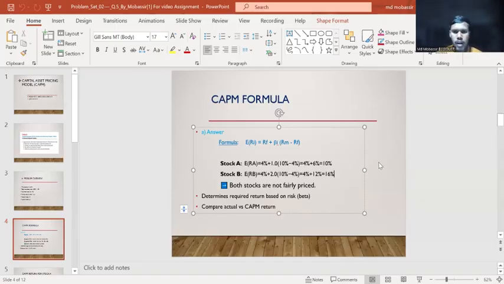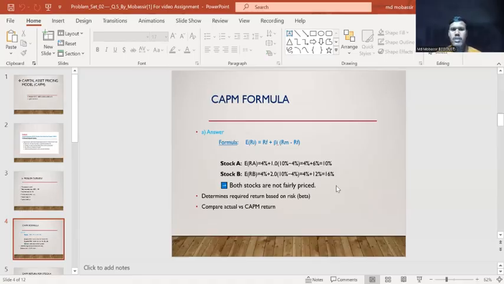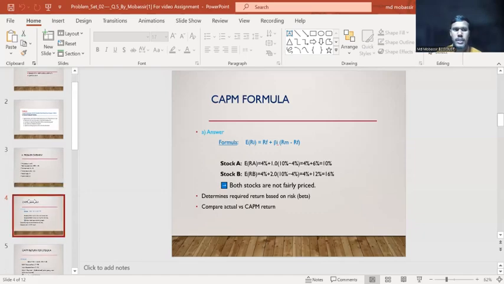Note that in the CAPM formula, we used the term beta. Beta determines the required return based on risk. That means if a stock is risky, then how much return is required from this stock? Our main work is to compare the actual return versus the CAPM required return for the solution of problem B.